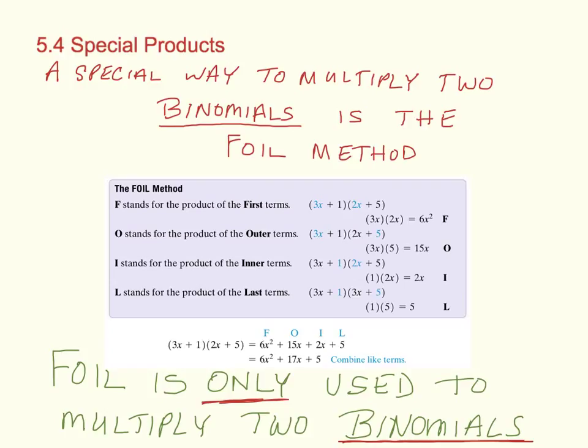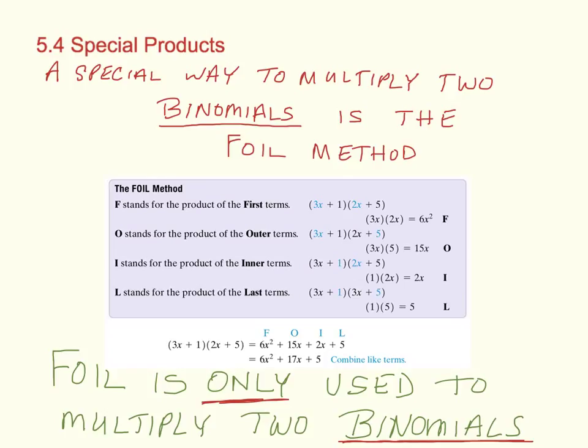Then O stands for the outer terms. That means the outer edges of the parentheses. They're not outside the parentheses, but they're on the outer edge here and there. The 5 and the 3x are on the outer edges. I stands for inner, so you multiply the two terms that are on the inner, right next to each other, the 1 times the 2x. Then L stands for last, so you multiply the two last terms in each binomial, the 1 and the 5. So that's the process. You do first, outer, inner, and then the last.